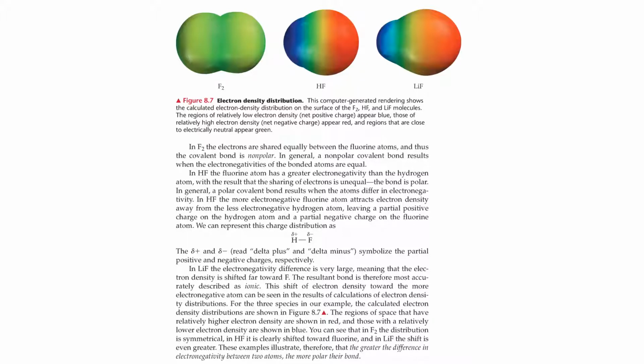The regions in space that have relatively higher electron density are shown in red, and those with relatively lower electron density are shown in blue. You can see that in F2 the distribution is symmetrical. In hydrofluoric acid, it's clearly shifted towards fluorine, and in lithium fluoride, the shift is even greater. These examples illustrate, therefore, that the greater the difference in electronegativity between the atoms, the more polar their bond.